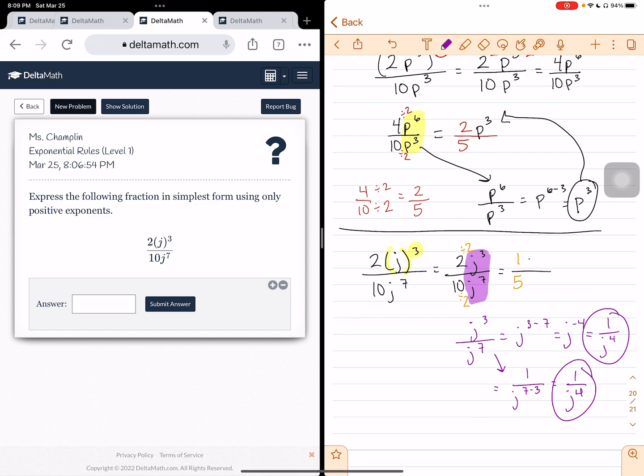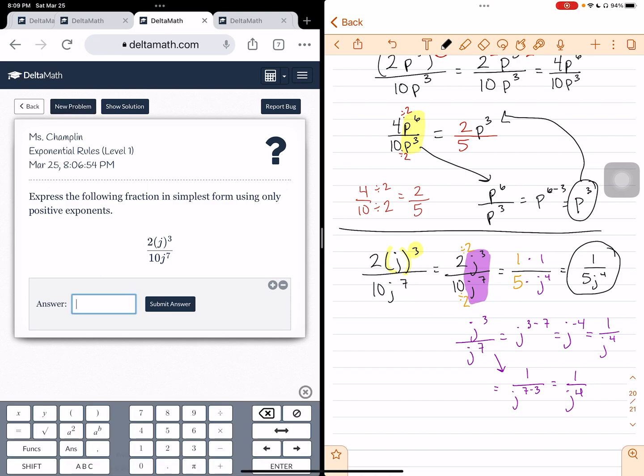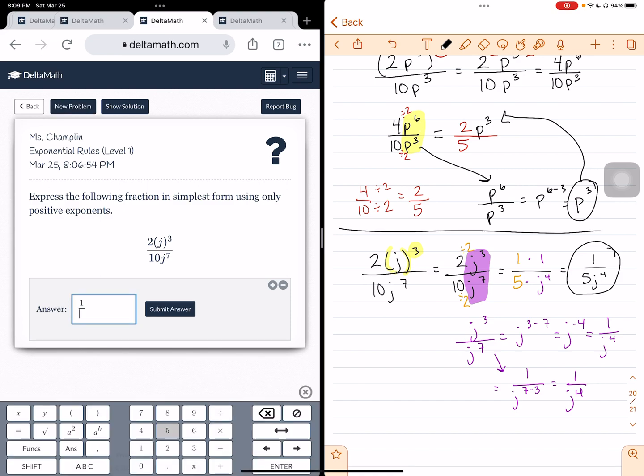So that would mean that we would do times 1 times j to the 4th here. So I'm just basically moving this fraction up into my original fraction. And then that's just 1 times 1 is just 1. 5 times j to the 4th is 5j to the 4th. So that would be our final answer. So these two are not our final answers. Those were just the simplified j's. And then 1 over 5j to the 4th would be our final answer.